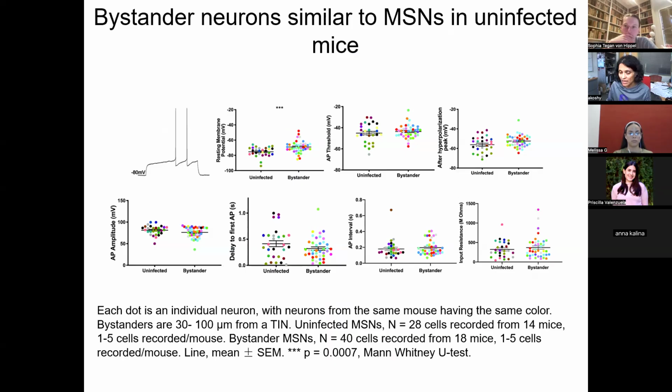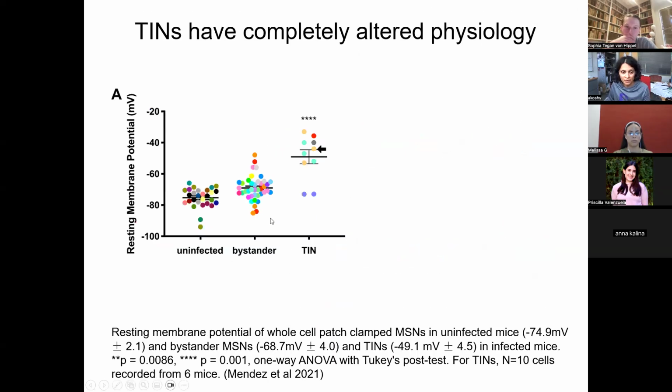All right, so then what about the TINs? So this is just resting membrane potential. Here's the bystanders, here's normal. The TINs, and Oscar was only able to patch clamp onto 10 of them, are much higher, right? So their resting membrane potential is very high. And there are a couple things that can explain this, including, hey, these aren't neurons, right? You patch clamped onto some random cell, not a neuron.